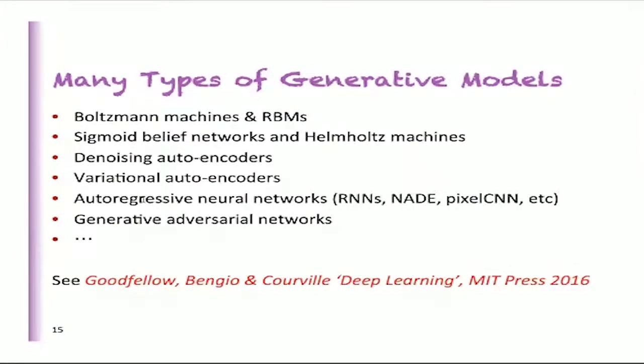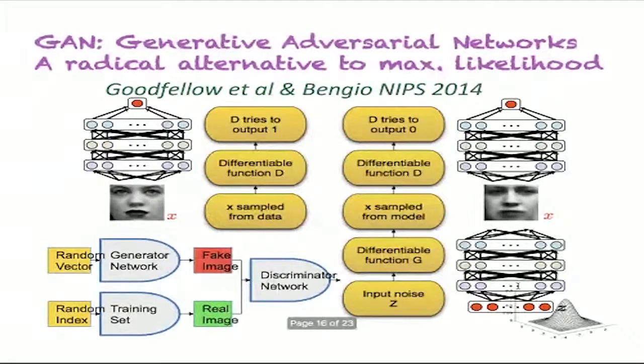And finally, maybe the most recent family, but really studied a lot in the last year, is the family of generative adversarial networks. And I'll tell you more about that. But there are really a lot of others, and it's a very rich domain of research. Again, if you want to learn more, see the third part of our book on deep learning. So let me say now a few words in the last few minutes on GANs, for generative adversarial networks.